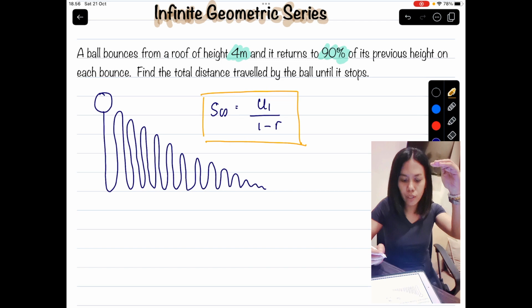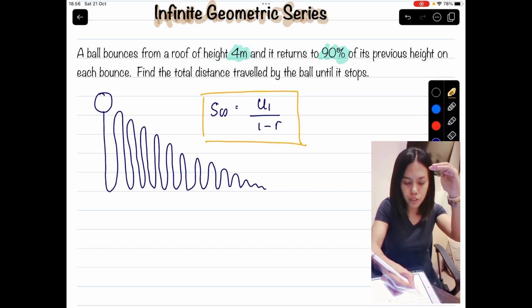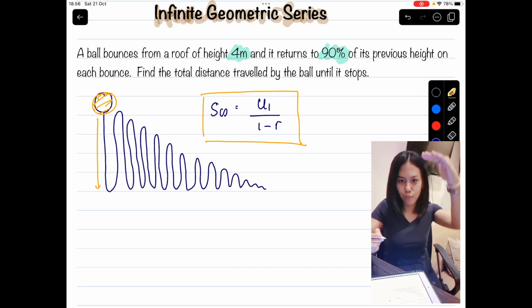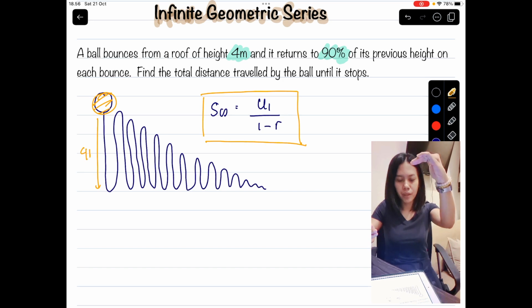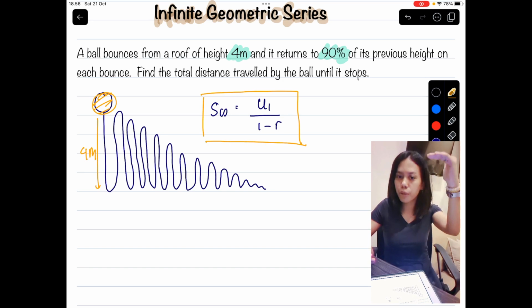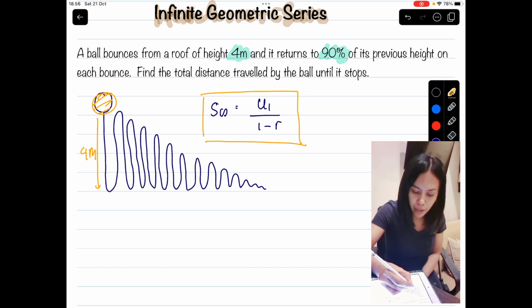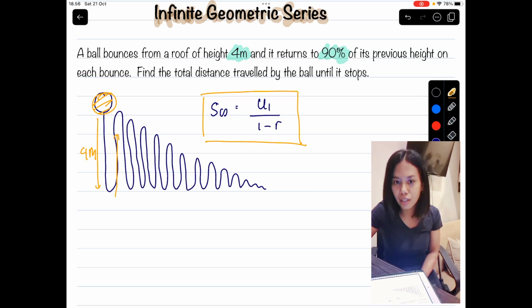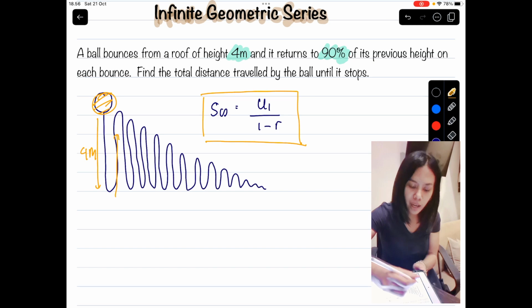The height of the roof is 4 meters. So this is the ball there. It goes down from the height of 4 meters, and then it bounces up. When it goes up, it only travels 90% of its previous height, which is 4 meters. So when it goes up again, it only reaches 90%. 90% is 0.9. So we're going to have 0.9 times 4 meters.